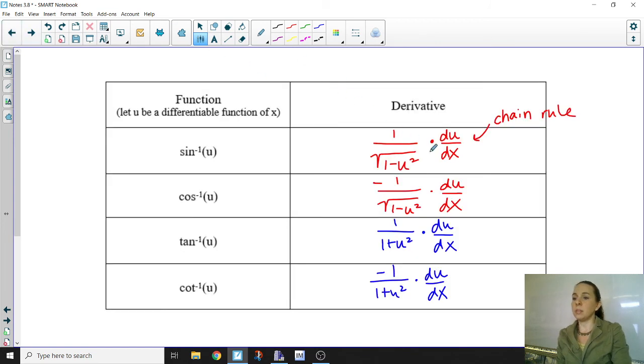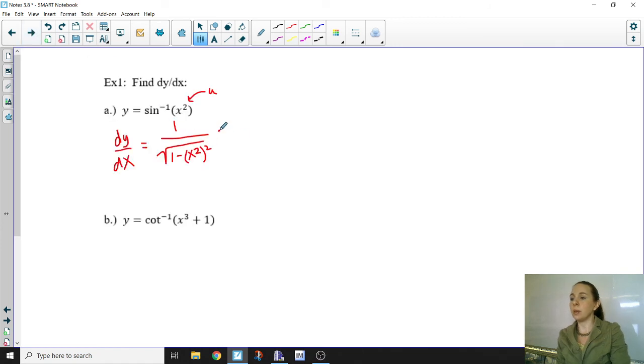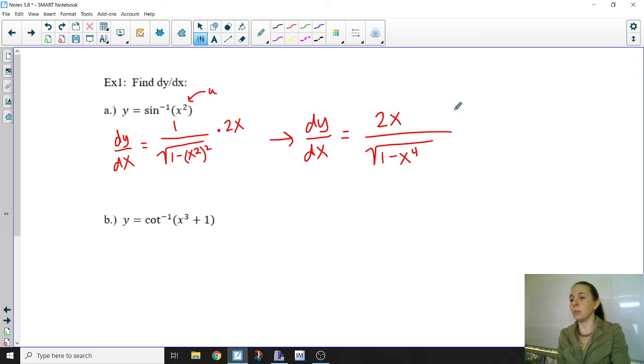Don't forget about this part, though. We need to multiply by the derivative of the u. So we're going to multiply by the derivative of x squared, which is 2x. Cleaning it up a little bit, we can take our power to a power here, and we can multiply that 2x with the 1 in the numerator. So here's what the final answer could look like, cleanly written. 2x over root 1 minus x to the 4th.